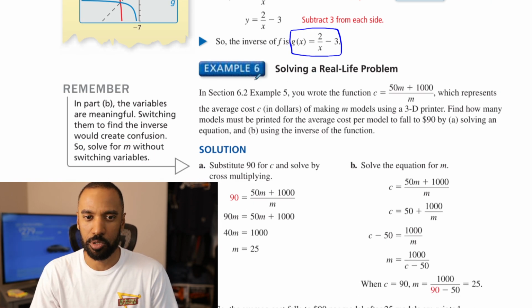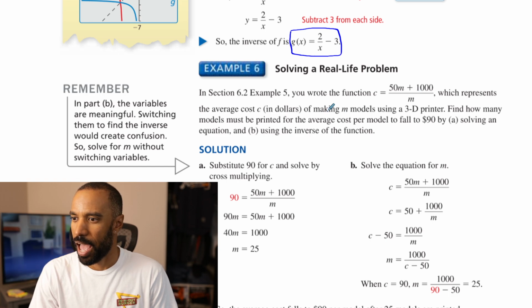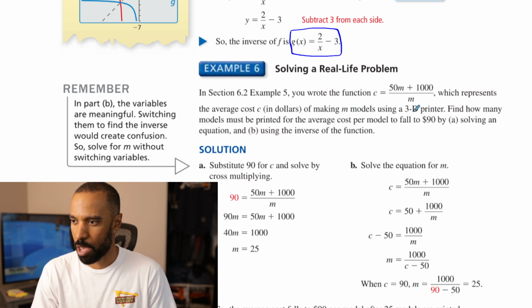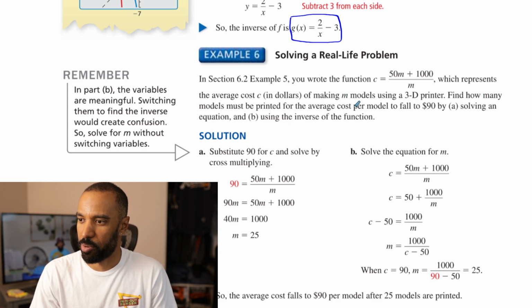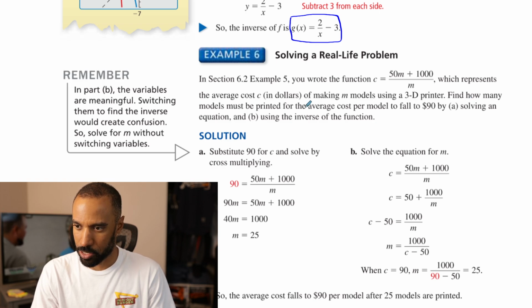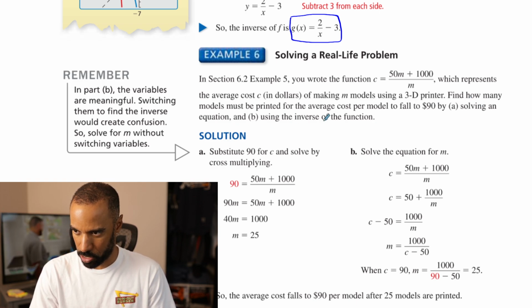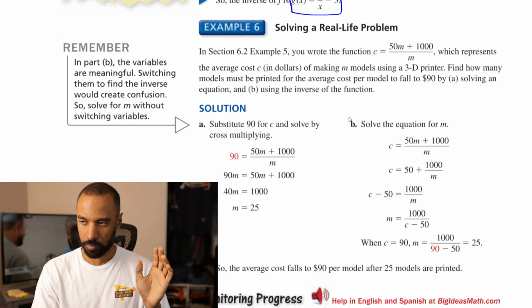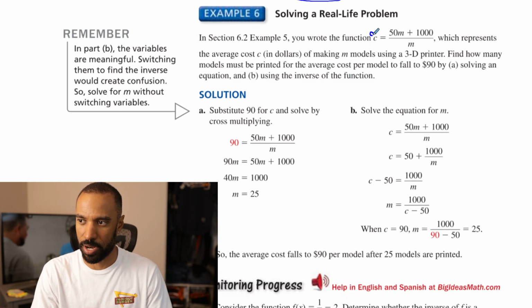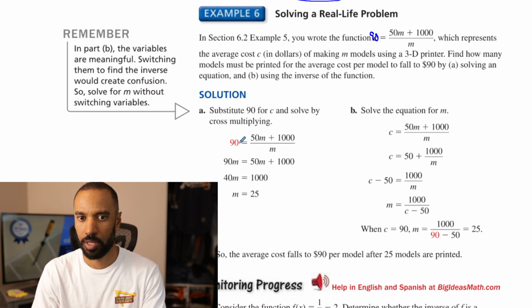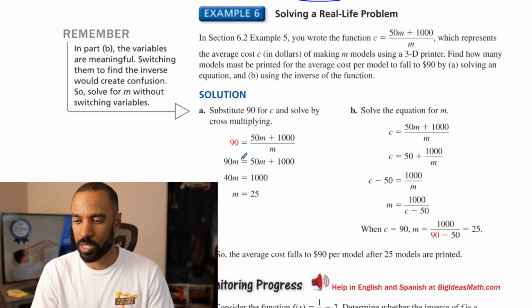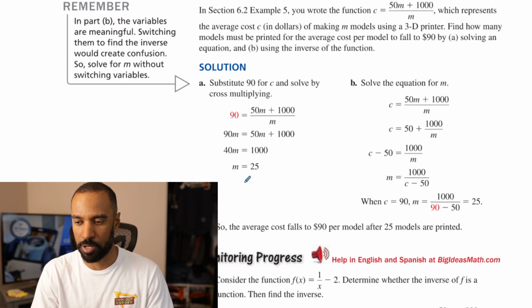Solving a real life problem, I'm sure this has to do with inverses. In section 6.2, example 5, we wrote this function. Oh, that was an average of something. Average cost of making M models using a 3D printer. Find out how many models must be printed for the average cost to fall to $90, by solving an equation and using the inverse of the function. There are two different ways to do it. One is substitute 90 right now and solve for M. It looks like that's what they're doing in this version here. And what they do is they multiply both sides by M to bust the fraction, subtract 50M, and divide by 40.